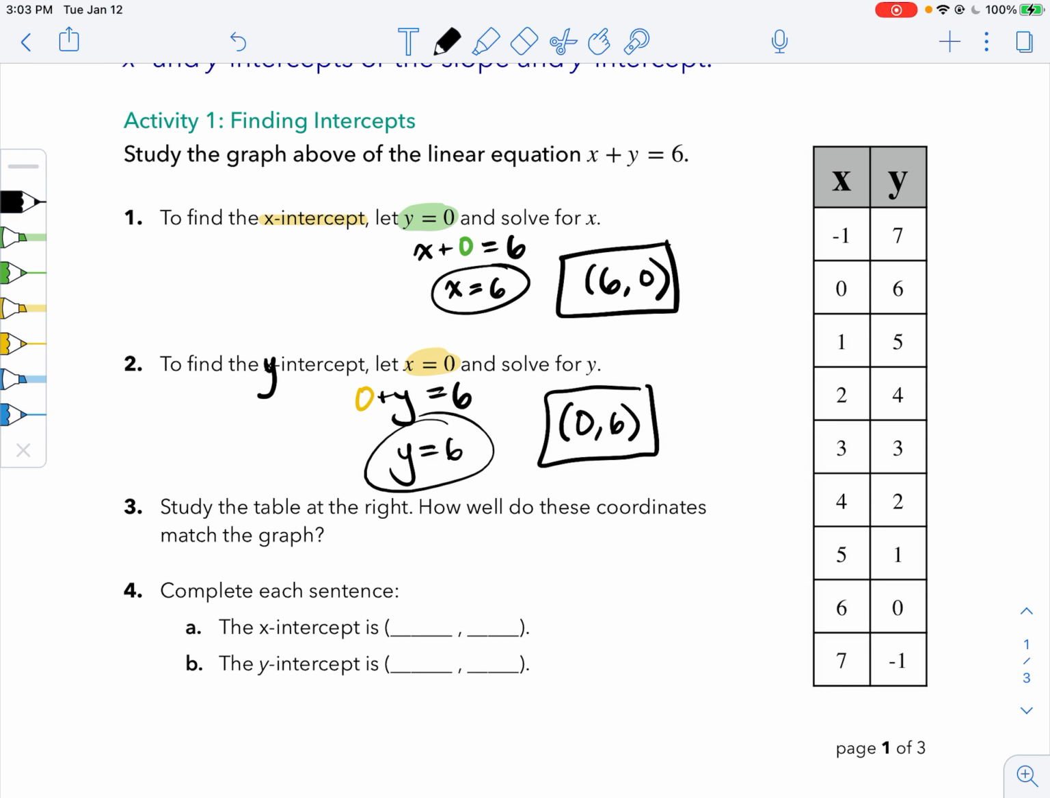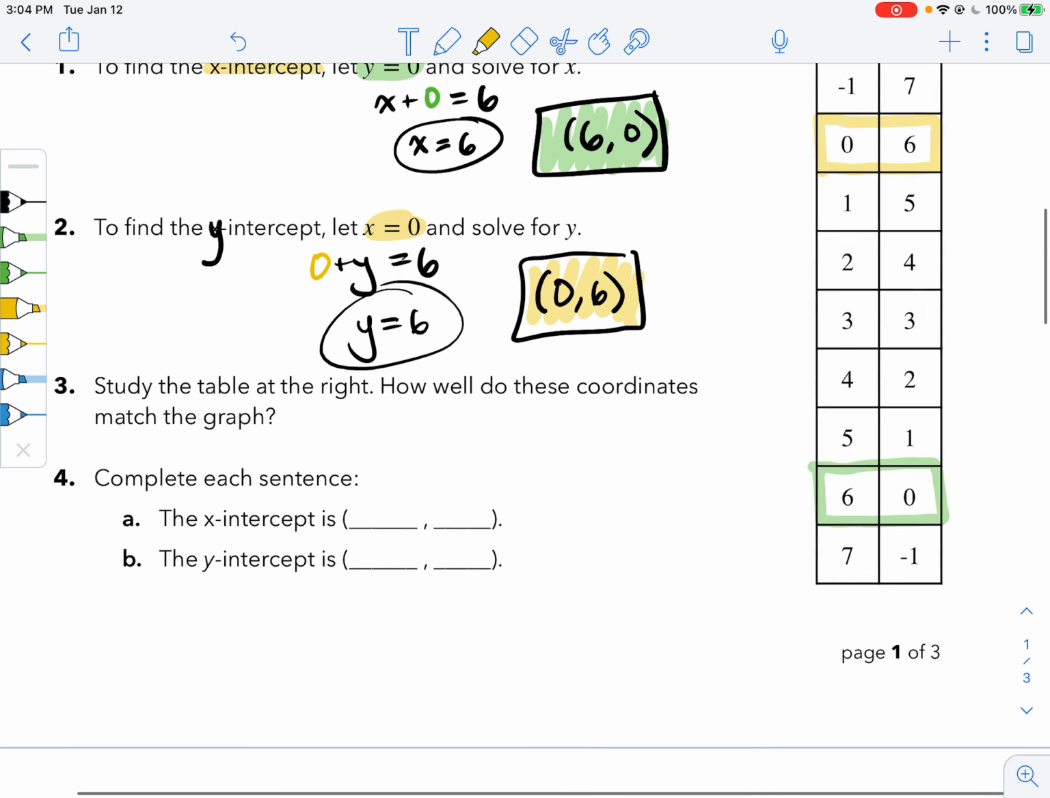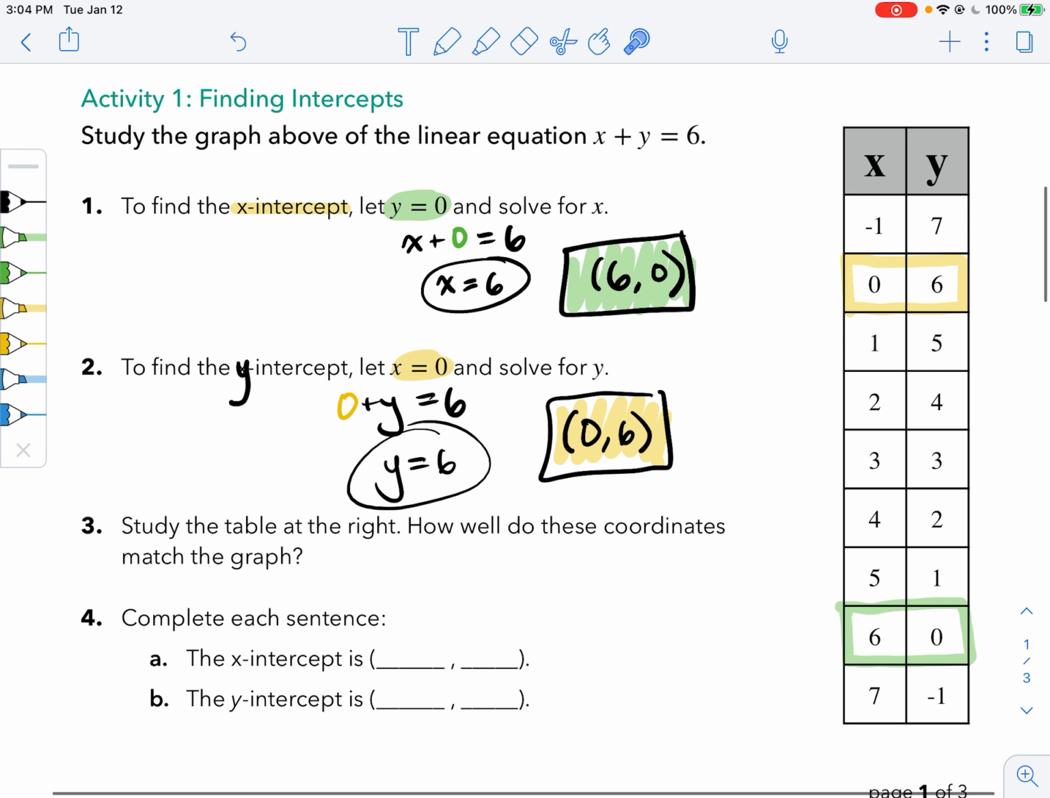So now let's look at our table. The coordinates need to match the graph. Well, let's see. Is it true that if we go over 6 up 0, that matches our point right here, our x-intercept? And the point over 0 up 6 matches our y-intercept, and this is our x-intercept. Cool, huh? Guess I switched these colors.